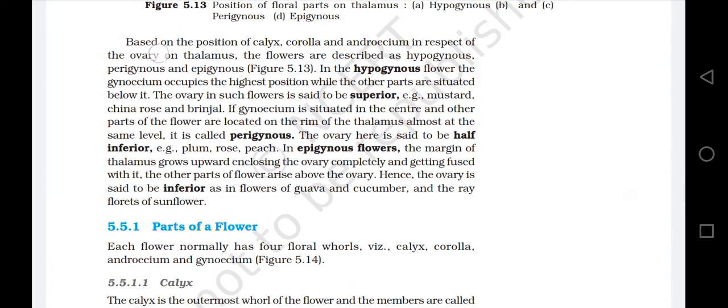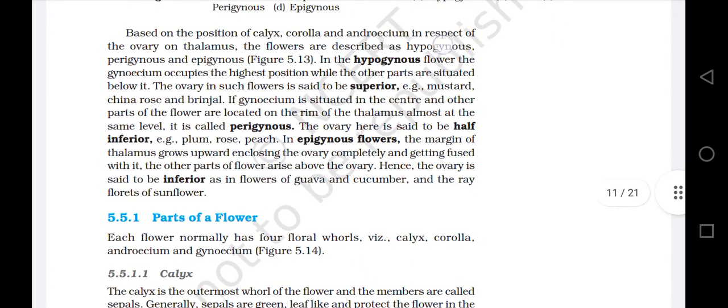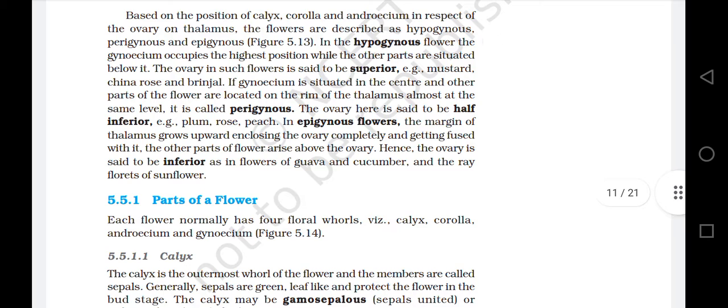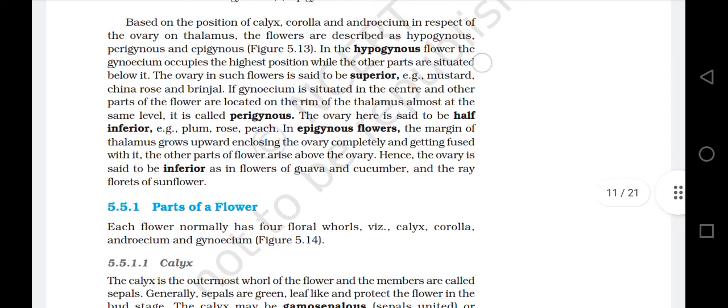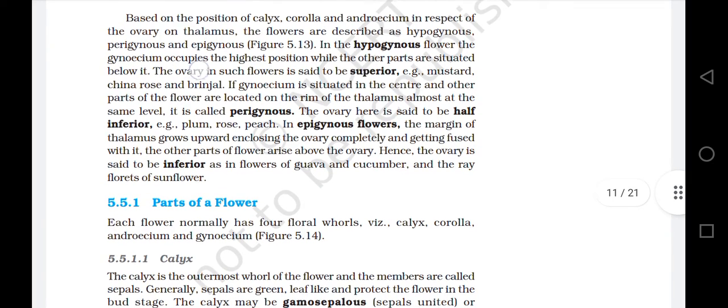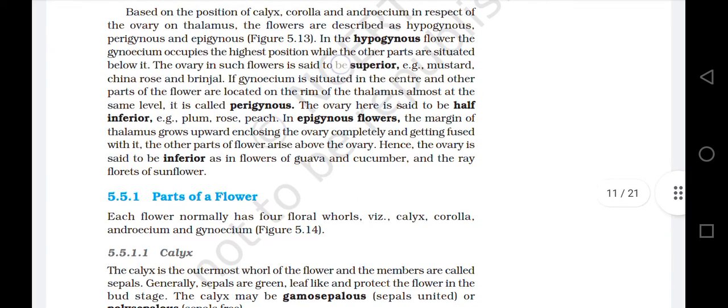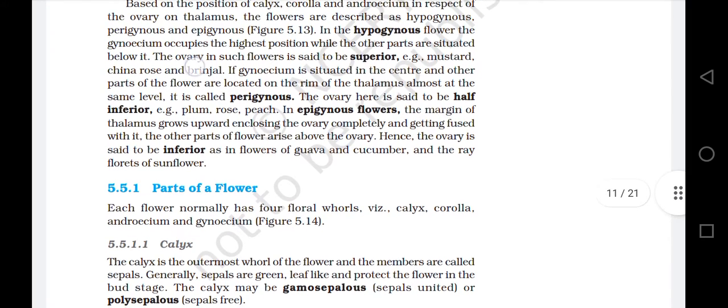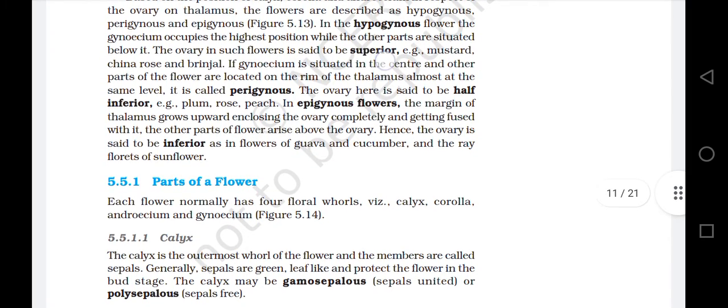Then, based on the position of calyx, corolla, and androecium with respect to the ovary and the thalamus, the flowers are described as hypogynous, perigynous, and epigynous. Figure 5.13. In the hypogynous flower, the gynoecium occupies the highest position while the other parts are situated below it. The ovary in such a flower is said to be superior. Example: mustard, China rose, and brinjal.